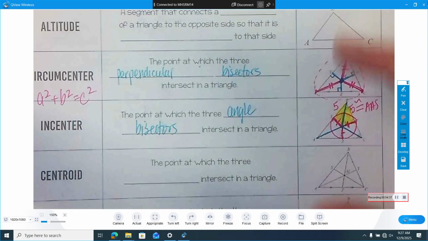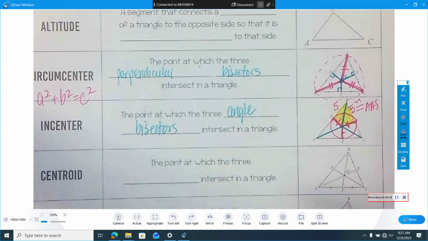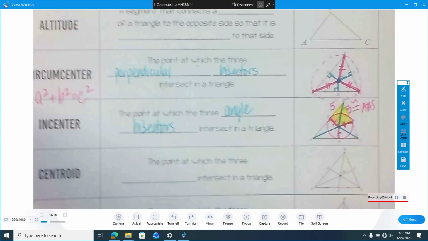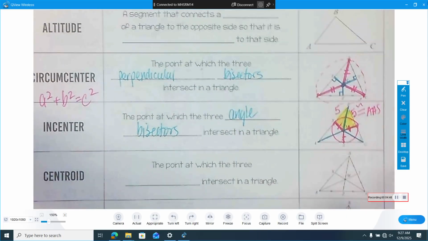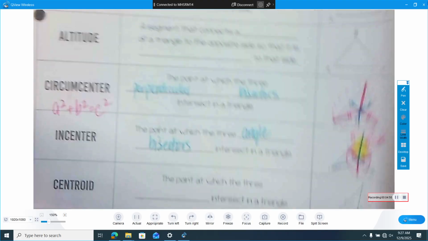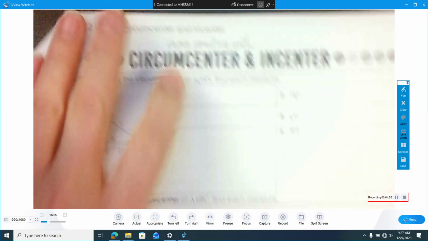Again, this is a cheat sheet coming up, all right? The more you can write on here, the better off you'll be. And maybe I'll just let you use this on your test. Who knows? All right. So we're going to continue working with the circumcenter and incenter.